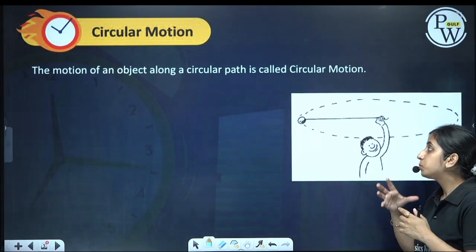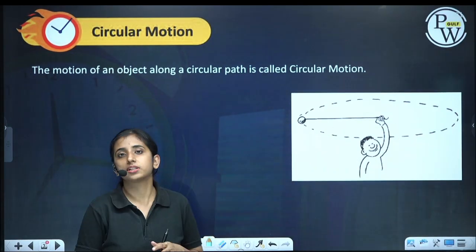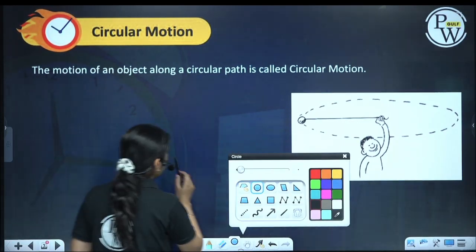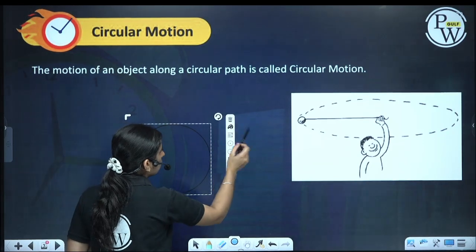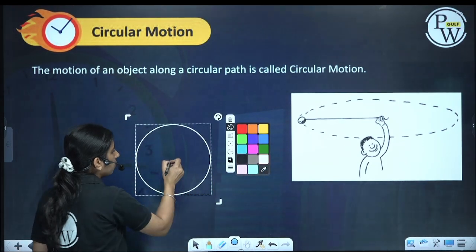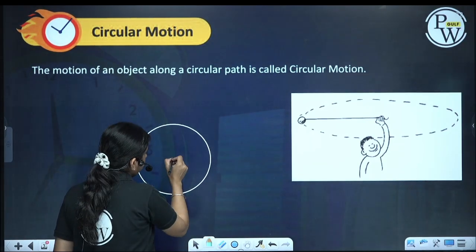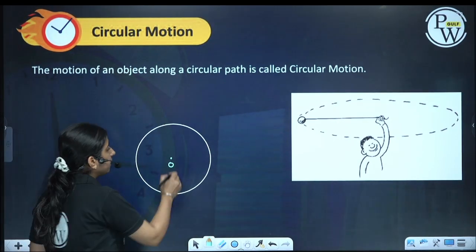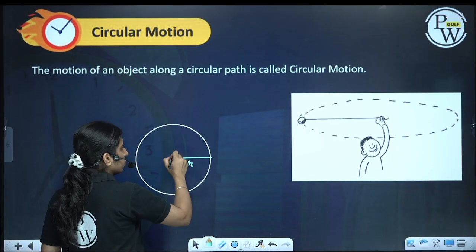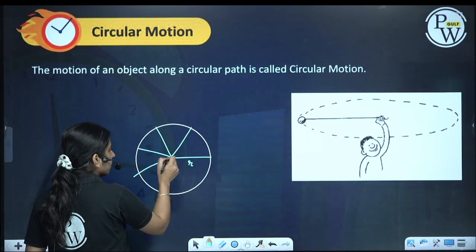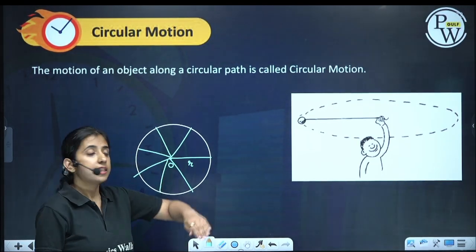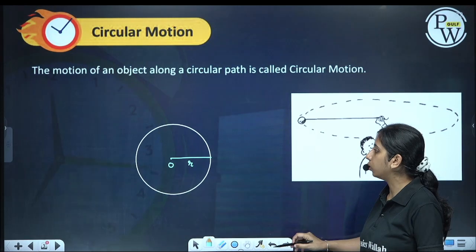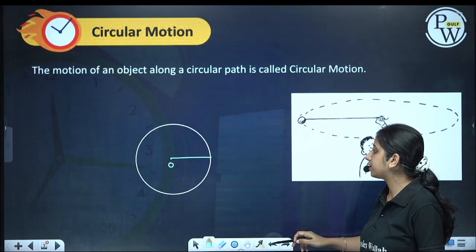Okay, so what is circular motion? A circle is a figure with a constant distance if we join all the particles. If I have a point, let us say this point O, and I join all the points which are at a fixed distance r from this point, then the points will together form a path which is called a circle. So this is a circle of constant radius r.